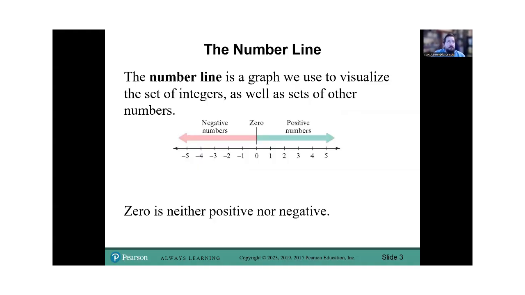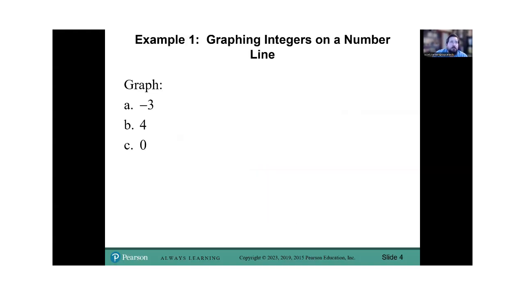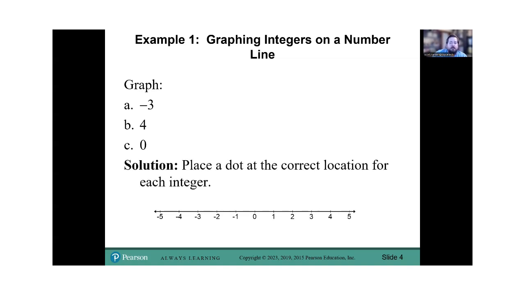The number line is a graph used to visualize a set of integers as well as sets of other numbers, and we can graph them as such. We can plot particular numbers. In this case, we're asked to graph a few numbers, -3, 4, and 0. So we'll start with the number line, and then we just indicate the correct place for each of these values.